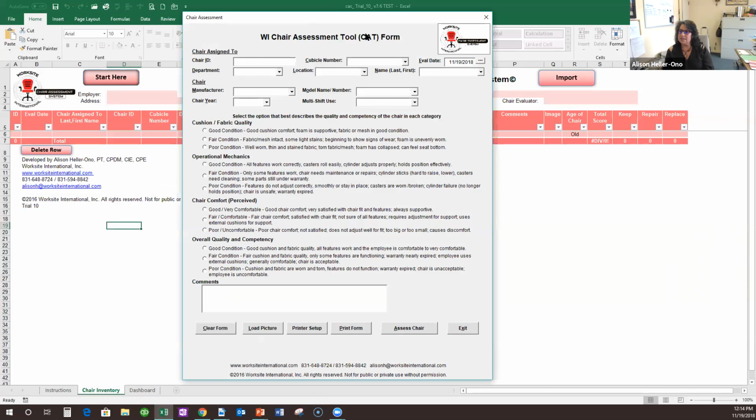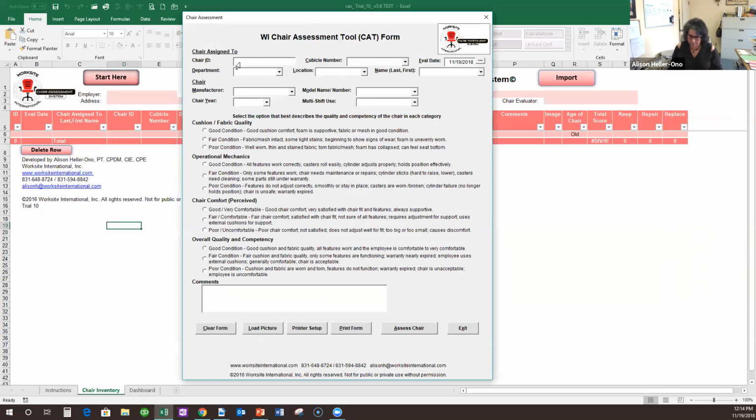So you see the chair assessment tool form. It has now populated to show you it's the same field notes. It's the same form that I just presented to you. So you're going to take your field notes and you're just going to populate it here.